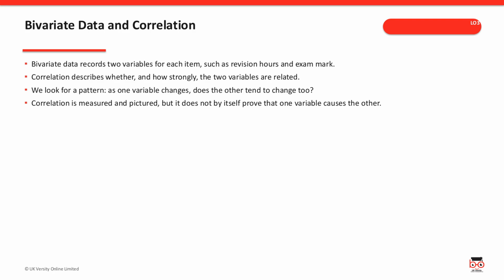We start with bivariate data, which just means we record two variables for each item. Think revision hours and exam mark for each student. Correlation describes whether those two variables are related and how strongly. We're looking for a pattern. As one goes up, does the other tend to move too? But here's the crucial caveat we'll keep returning to. Correlation, on its own, never proves that one variable causes the other.